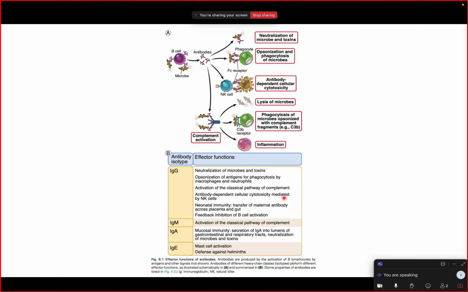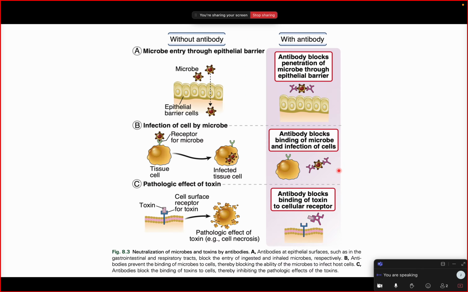Okay, so if we say a newborn kiddo, which antibody will it have? This is a question for you guys. Whether it will be IgG or IgA. Okay, so the answer is on this slide itself.